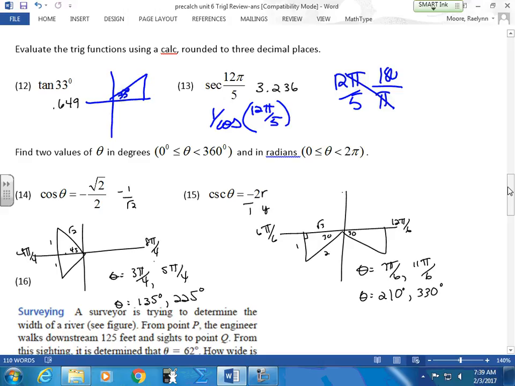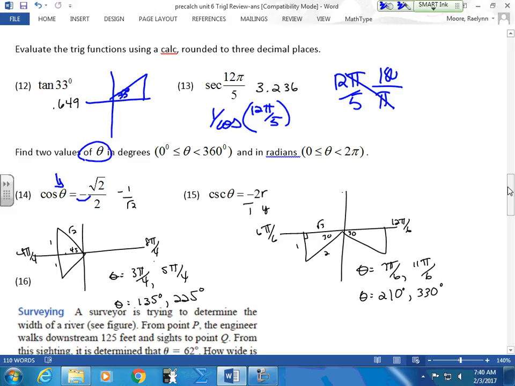Okay, this one, I asked you to find 2 angles, because every cosine has 2 positives, 2 negatives, because of the way your quadrants work. Every secant has 2 positives, 2 negatives. So I said, okay, cosine, start like this. I'm looking for an angle.